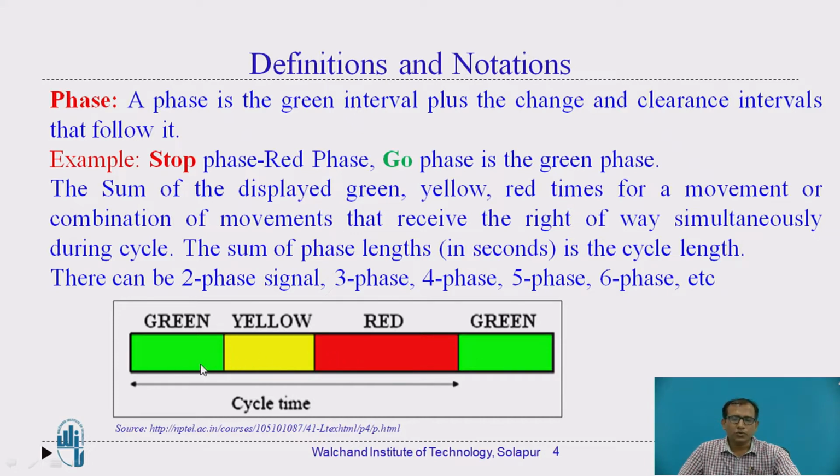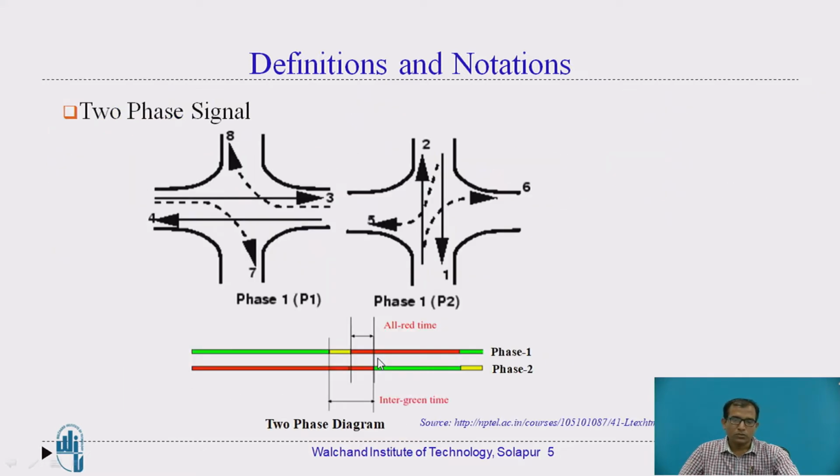Usually we have 2 phase, 3 phase, 5 phase or 6 phase signals. We must understand how the number of phases is decided, whether a larger number of phases is feasible or a smaller number of phases is feasible. One phase indicates all the green, yellow and red indications. So let us understand these phases in detail.